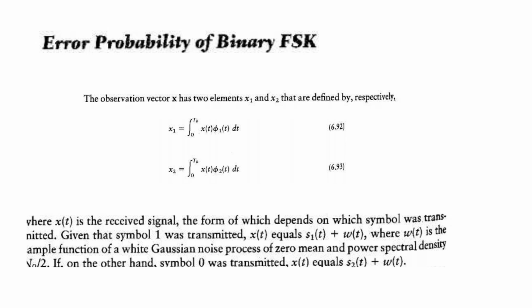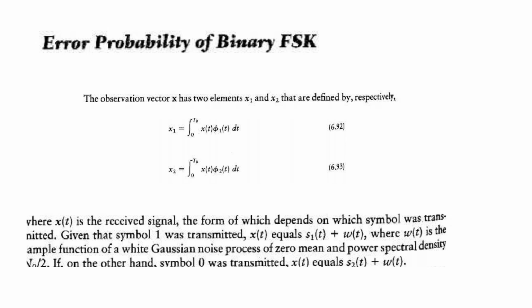Before that, we shall consider an observation vector capital X which has two elements x1 and x2, defined by the expressions x1 is equal to integral 0 to Tb of x of t into phi 1 of t dt, and x2 is equal to integral 0 to Tb of x of t into phi 2 of t dt, where x of t is the received signal, the form of which depends on which symbol was transmitted.